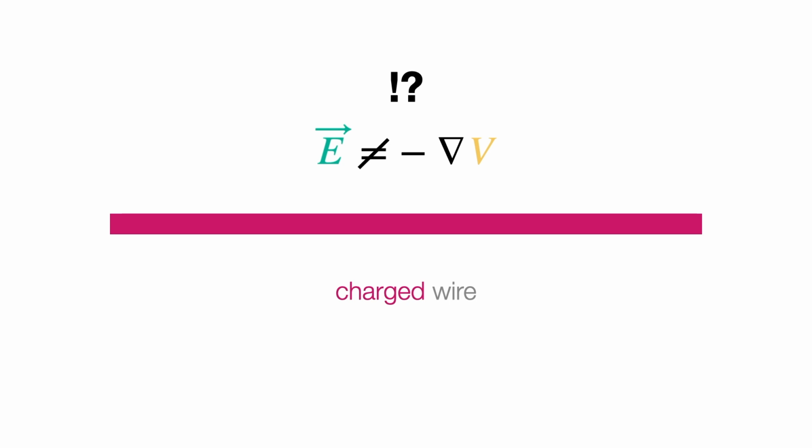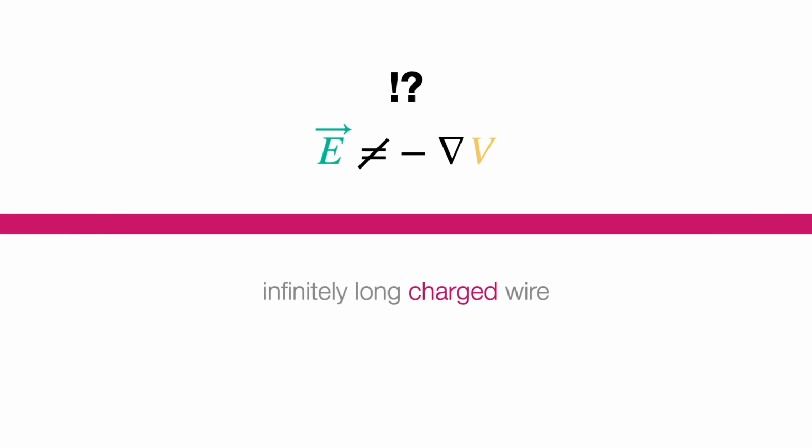Before we even start though, let's actually make things even simpler and let the wire be infinitely long. That might not seem like much of a simplification, but you'll see why it helps when we start deriving things.